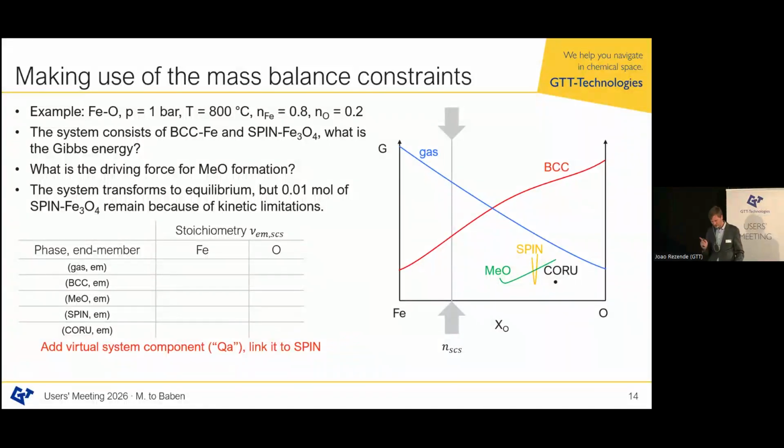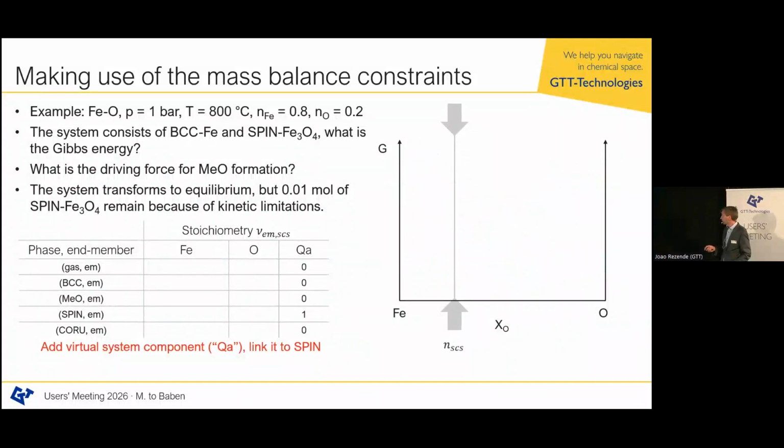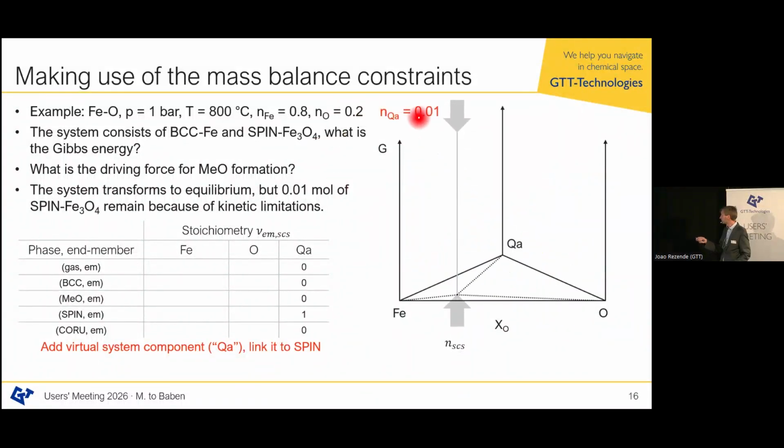What do we do if we do this? We've talked at the users meeting before about the QA already quite a number of times, but I really want to describe it carefully. We add a new column to the stoichiometry matrix, which is our constraint. The fact that 0.01 mole of spinel will always remain is expressed through this new system component. And now we add 0.01 mole of QA to the system, and that means we're not anymore in a binary FEO system, but now we're in a ternary system.